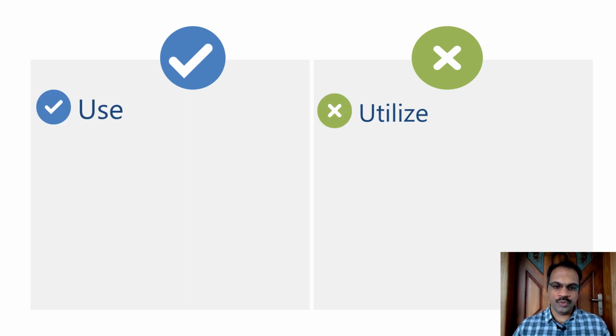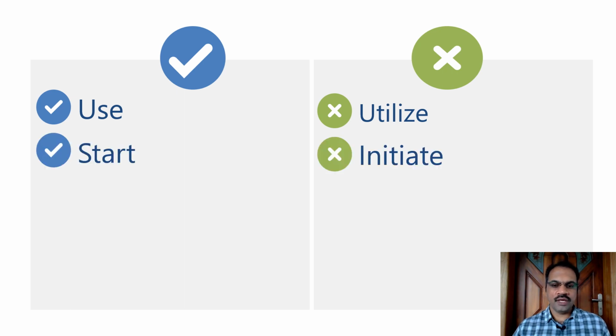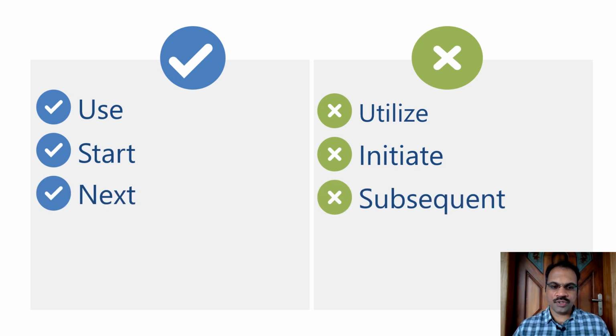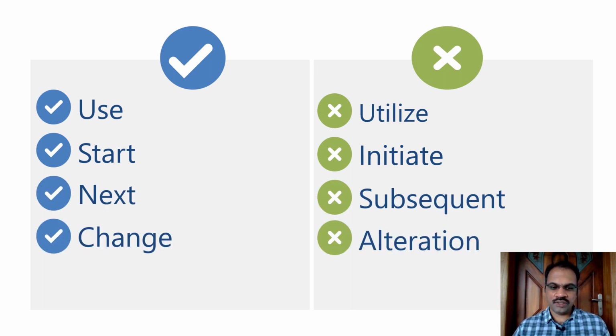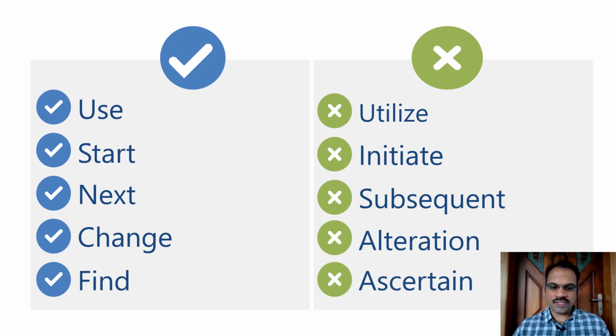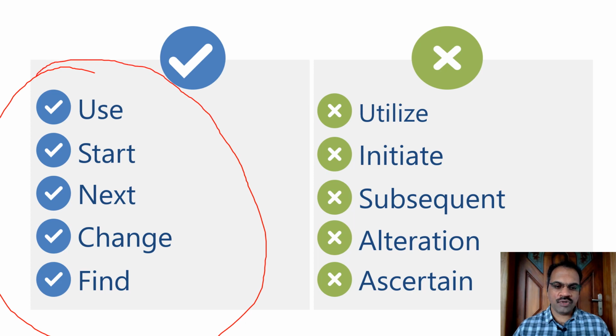I would suggest you use the word use instead of utilize, though in some situations utilize may have a more specific connotation than the word use. For most situations it may be easier for the readers if you use the word use. Likewise, you can use start instead of initiate, next instead of subsequent, change instead of alteration, and find instead of ascertain. You got the point. If you use these versions, your language will be simpler and it will be easier for the readers to understand what you are trying to convey.